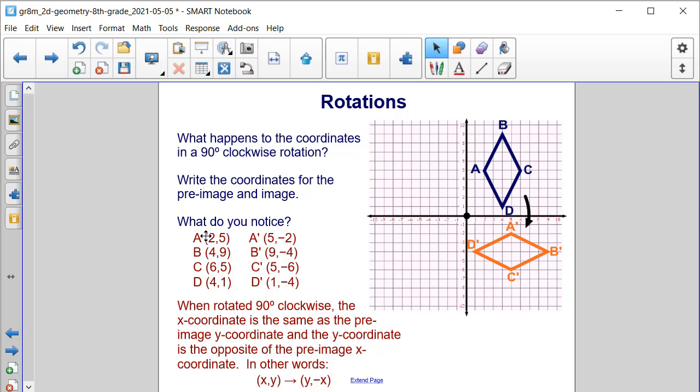So again, here are the coordinates of our pre-image and image, and we found that when rotating 90 degrees clockwise, the x coordinate of the image is the same as the pre-image y coordinate, and the y coordinate of the image point is the opposite of the pre-image x coordinate. Or in other words, it goes from (x, y) to (y, -x).